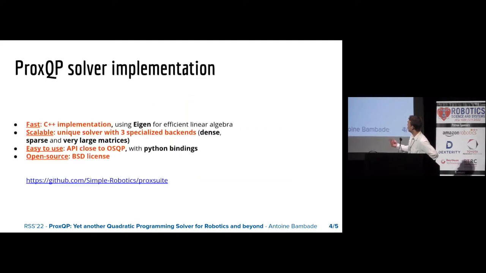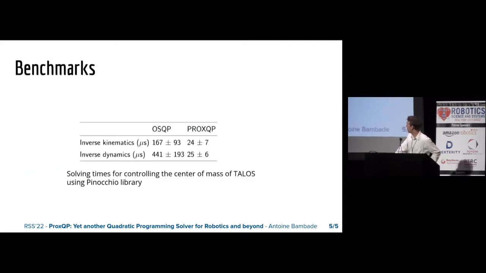The third contribution is that we have implemented ProxQP in C++ using the Eigen library, and we have also implemented three specialized backends for dense, sparse, and very sparse and large matrices, which is, to the best of my knowledge, unique for a QP solver. The solver will be open source with a BSD license, and the API will be close to the one of OSQP. Now we'll present some benchmarks.